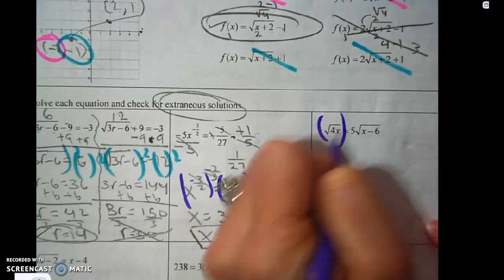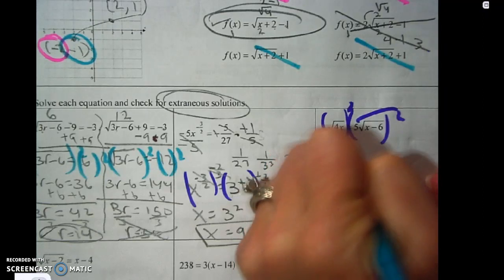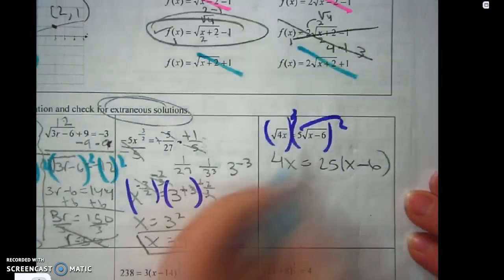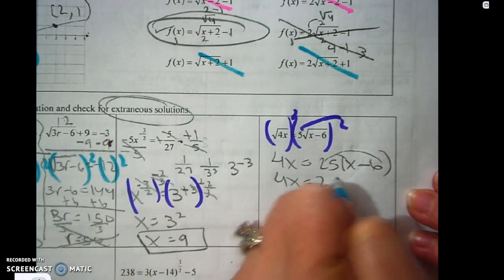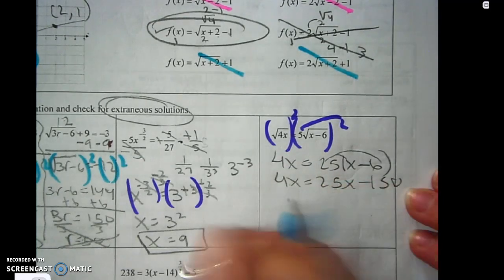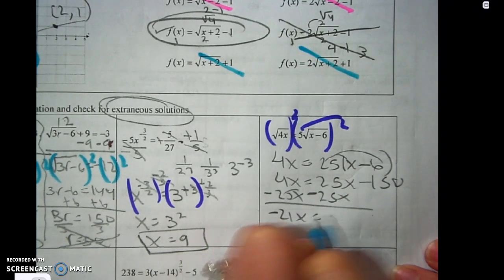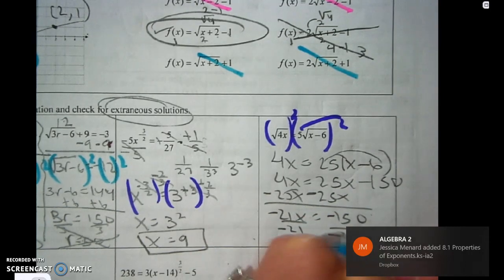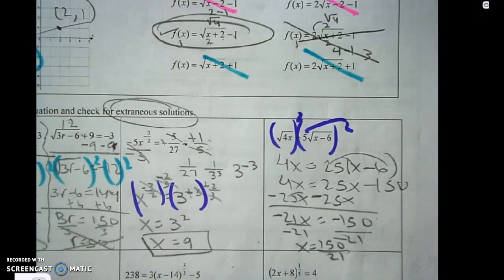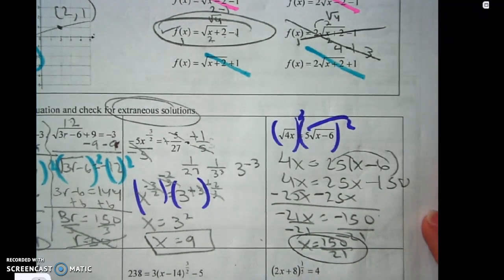First thing I'm going to do, square, square. But don't forget to square it to the 5. So 4x equals 25 times x minus 6. Distribute, distribute. Oh my gosh, I just blinked. 150. Subtract 25x. -21x equals -150, divide by -21. X equals 150 over 21. Okay. And that works. Okay. Let's go to the next one.